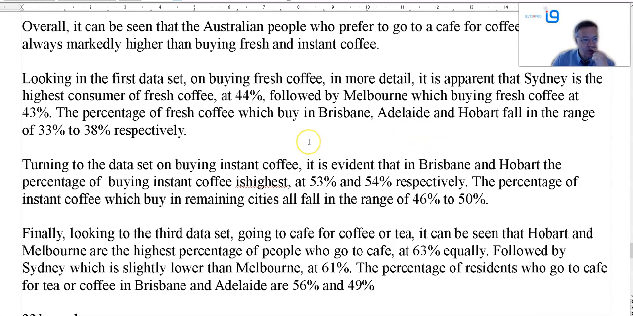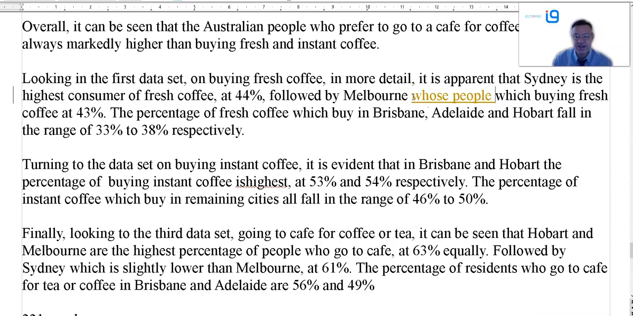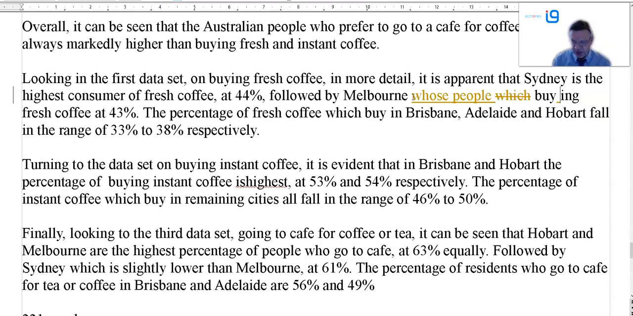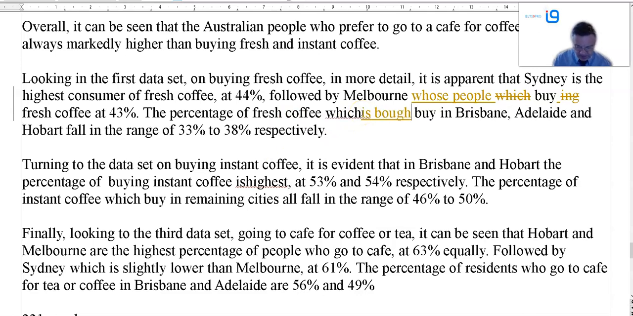Okay. Fresh coffee, which buying? Melbourne. Well, Melbourne doesn't buy. It's the people of Melbourne. You can maybe say whose citizens or residents buy. I hope I don't have to change too much on this. Coffee, which is bought, so it's passive. "Fall in the range of."